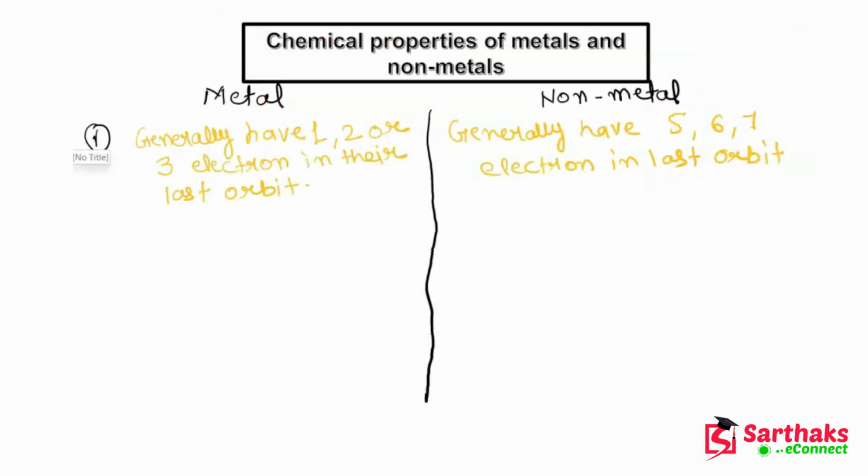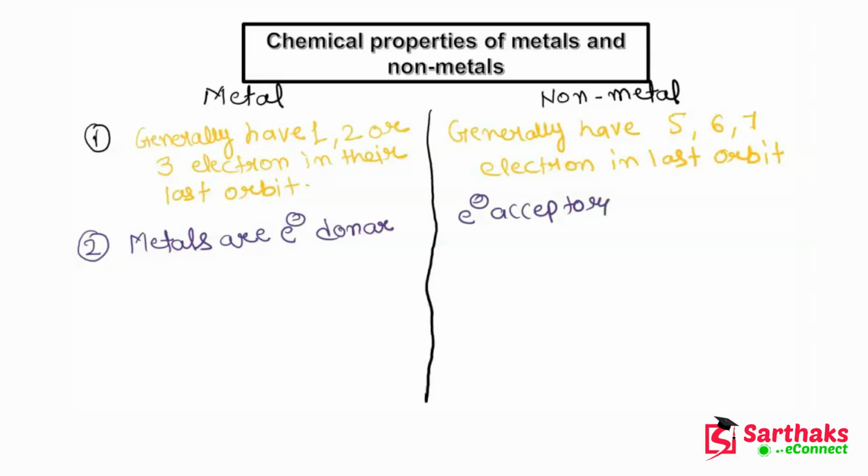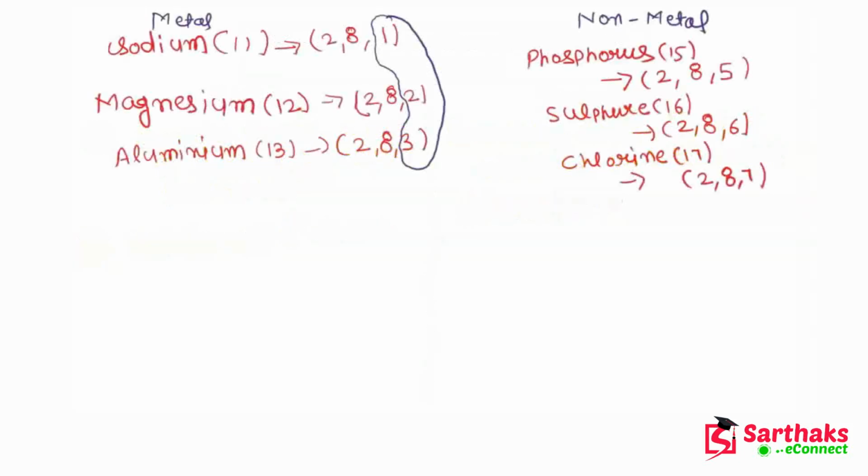Okay students, so here we are on that previous slide. Now the second thing is that metals are electron donors, and non-metals are electron acceptors. Now to prove my point, let me again take you to the next slide.